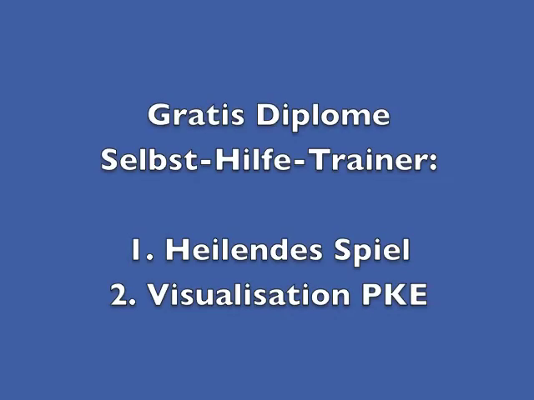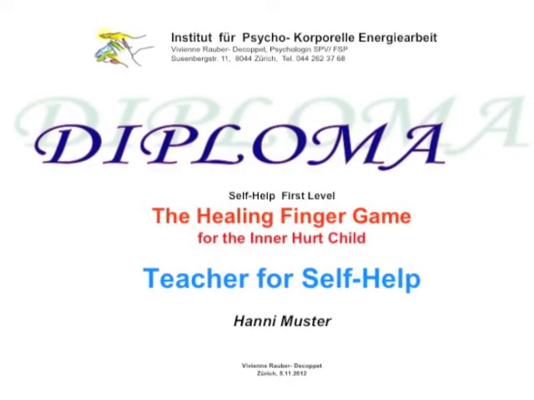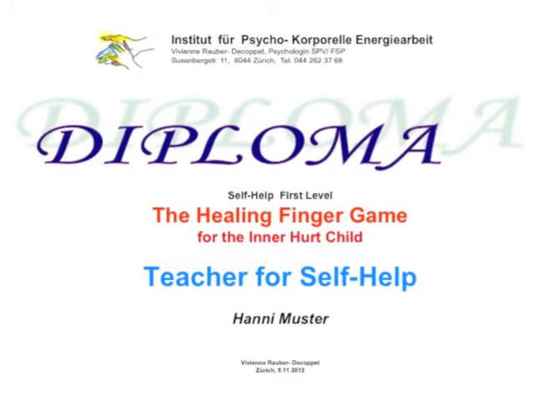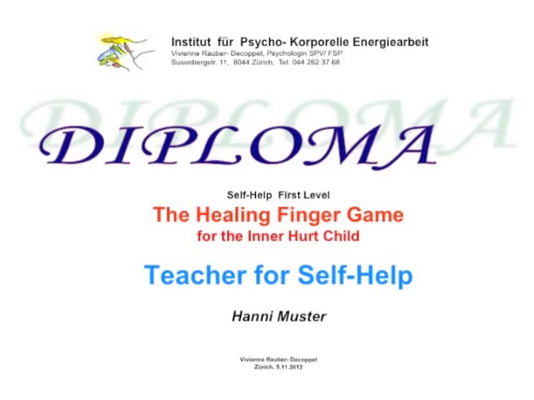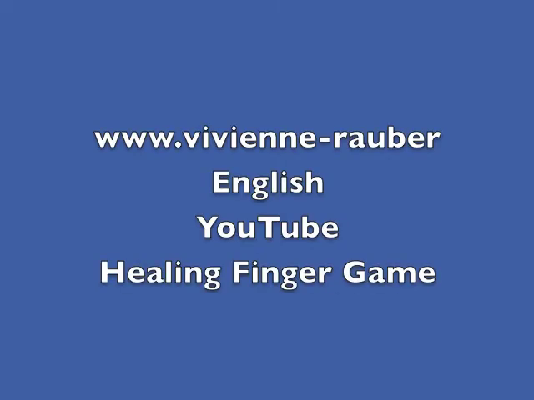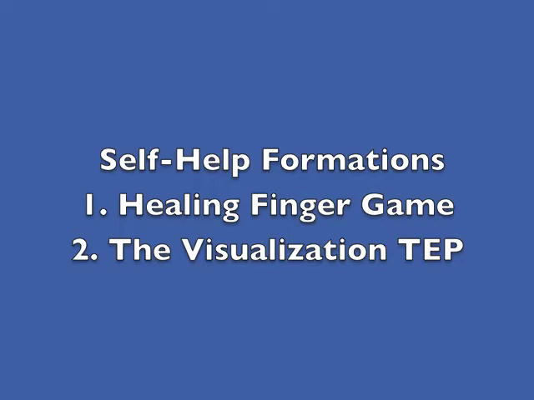But before you can get the diploma of the Visualisation TEP, you need to finish the self-help formation of the healing finger game, because that is the basis also afterwards for the Visualisation TEP. You find the 23 lessons through my webpage, and you just have to click the lesson on the Vivienne Rauber English YouTube Finger Feeling Game. Once you have finished the healing finger game, you can send in the inscription form for the Visualisation TEP.